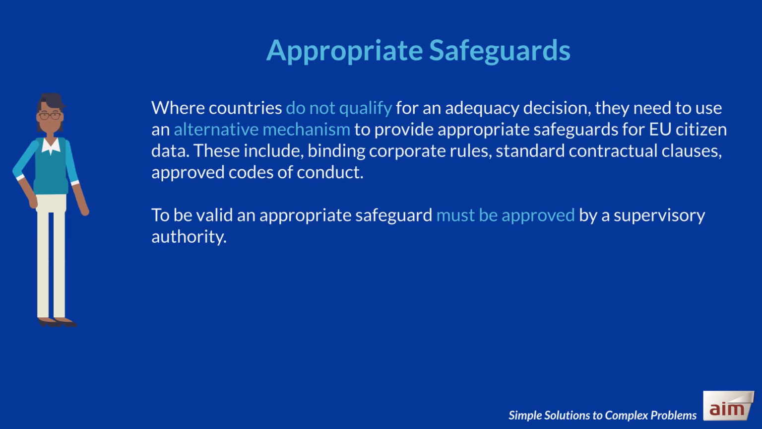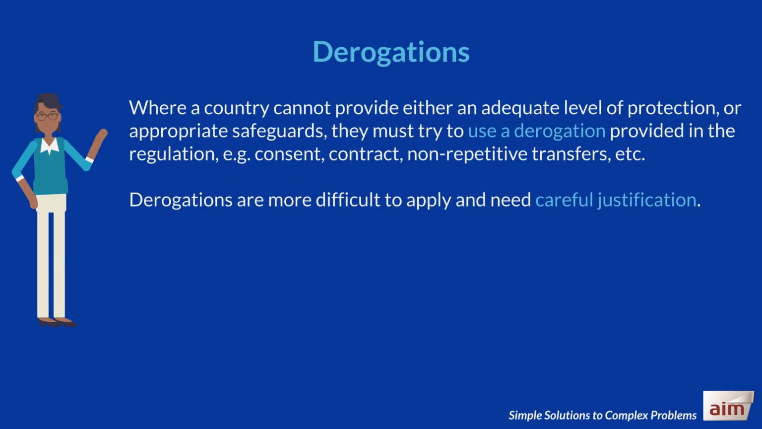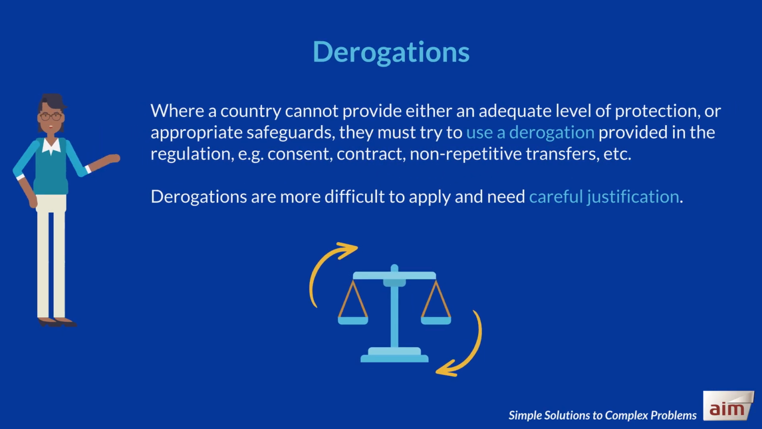Where countries do not qualify for an adequacy decision, they need to use an alternative mechanism to provide appropriate safeguards for EU citizen data. These include binding corporate rules, standard contractual clauses, approved codes of conduct. To be valid, an appropriate safeguard must be approved by a supervisory authority. Where a country cannot provide either an adequate level of protection or appropriate safeguards, they must try to use a derogation provided in the regulation, for example consent, contract, non-repetitive transfers, etc. Derogations are more difficult to apply and need careful justification.